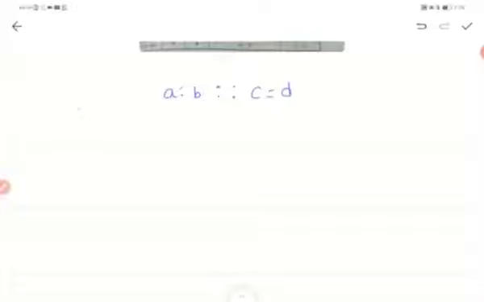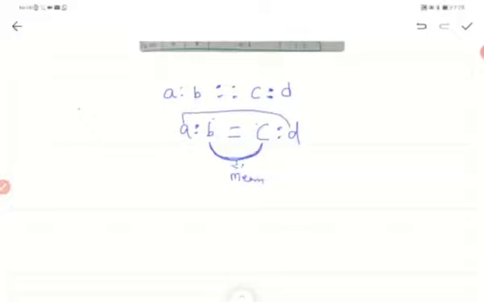So in general, A is to B proportion, C is to D. This can also be written as A is to B equal to C is to D. These two terms are called middle terms or mean terms. Middle, they are in between, so that's why they are called middle terms or mean terms. And these two are extreme terms. The terms on the corners, they are called extreme terms. So means and extremes.